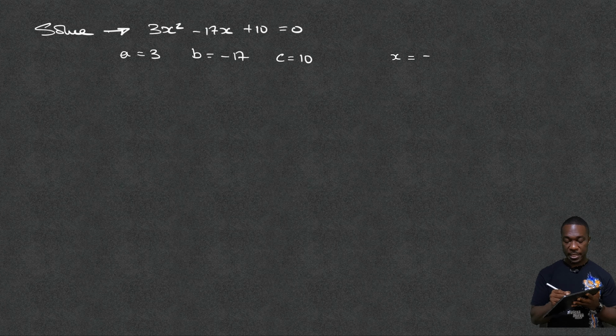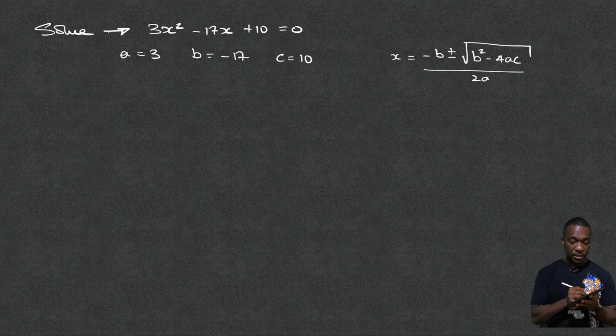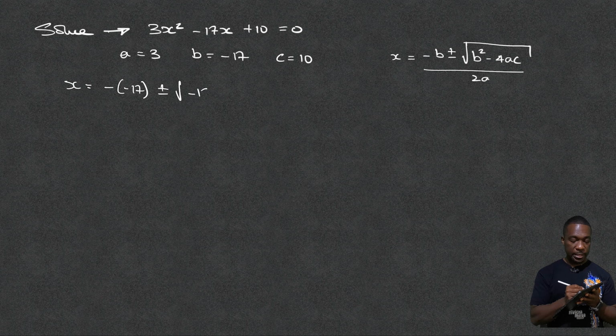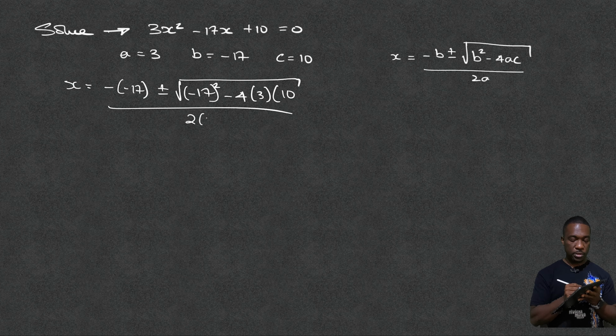Now, we had it above there, but I just thought it's better to write it again so that everybody can see it as we use it. All right. Here we go. So x is equal to negative b. So it's negative 17. Look out for that. If you mix that up and you forget to put that negative in, it is going to mess your answer up. Plus or minus the square root of negative 17 all squared minus 4 times a, which is 3, times c, which is 10, and all that over 2 times 3.